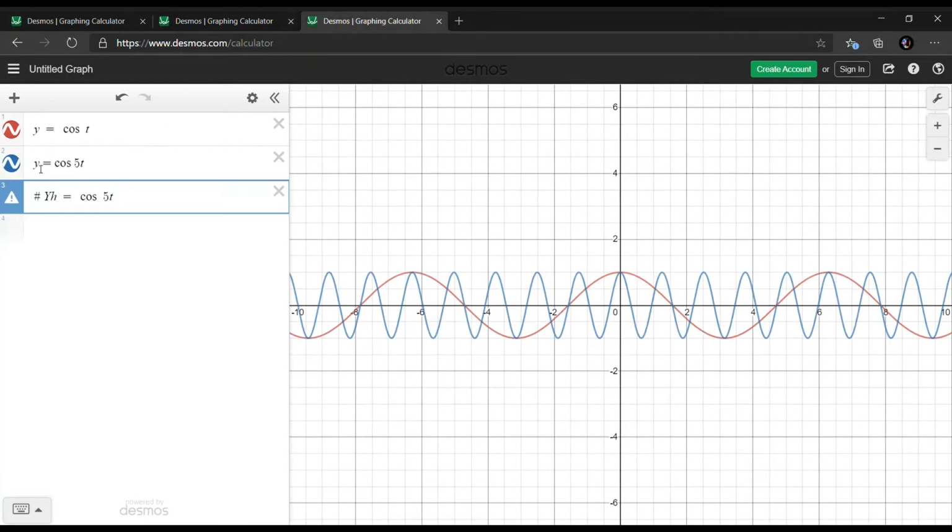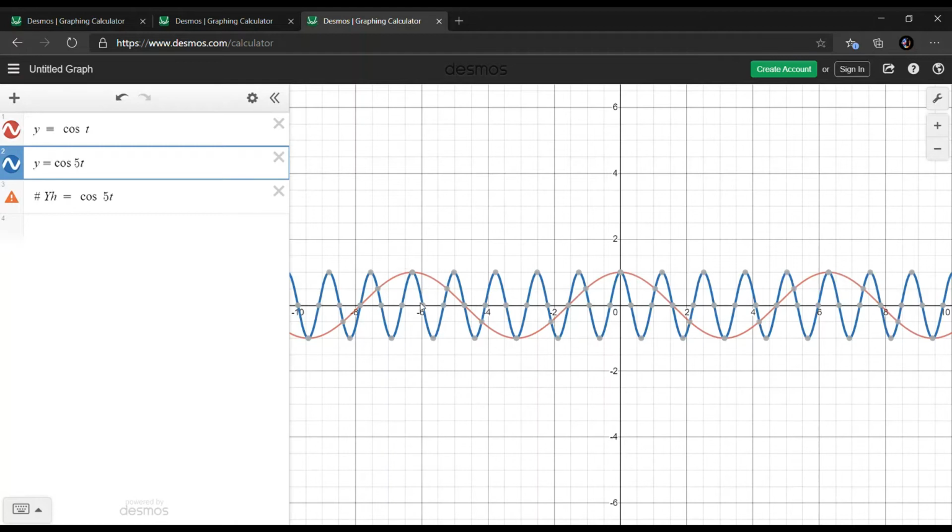Now y equals cos 5t and y equals cos t. The comparison between these two graphs is that by the time y equals cos t finishes one cycle, y equals cos 5t will have finished 5 cycles. 1, 2, 3, 4, and 5. So y equals cos 5t is a more compressed version of the cos t graph. The amplitude remains the same, but the time period reduces. Time period for finishing one cycle reduces.